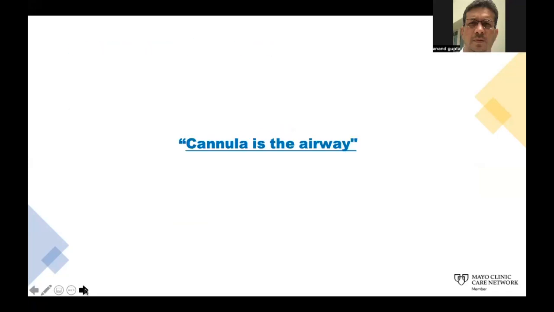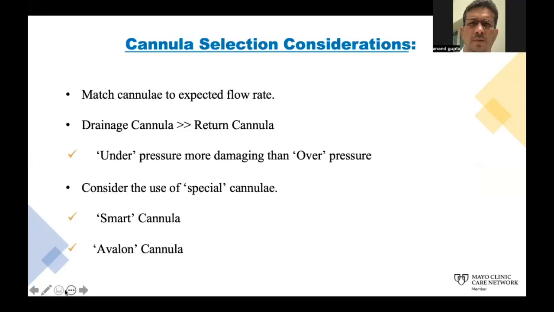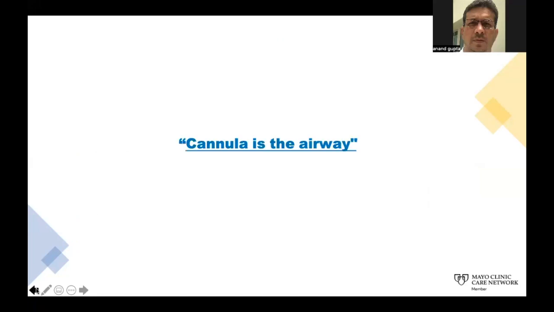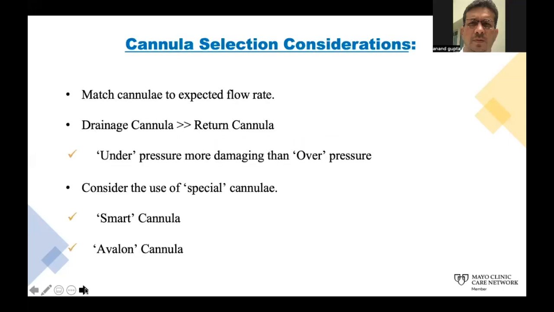Another is the cannula, which is the airway in ECMO. Just as the airway in a ventilator patient, if the cannula is removed, it becomes a difficult condition to maintain, like the cannula in ECMO. Cannula selection considerations: match the cannula to the expected flow. What flow rate do you want? The drainage cannula should always be bigger than the return cannula. Under pressure is more damaging than over pressure.